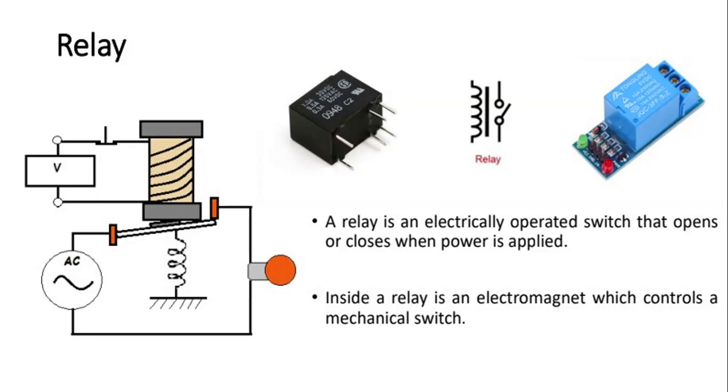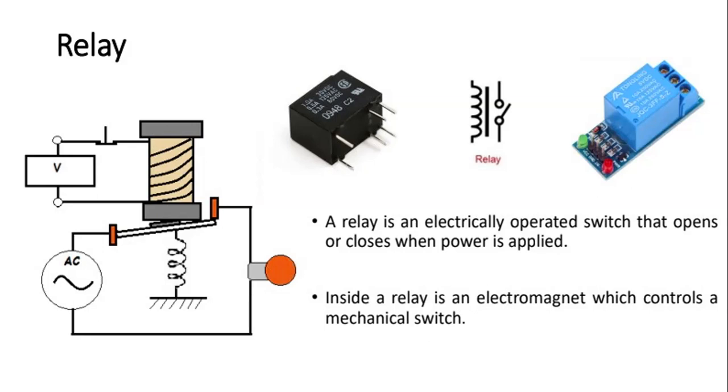So what exactly do we mean by relay? We can see the image or the circuit diagram of the relay. The relay is an electrically operated switch that opens or closes when power is applied. When the power is applied, it depends on the situation, the condition and the connection. So it will be normally closed or normally open.